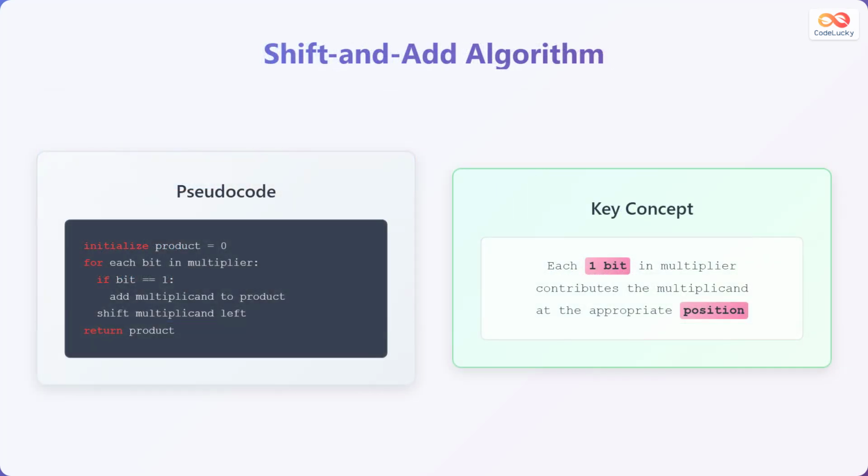The shift and add algorithm involves initializing a product to 0. For each bit in the multiplier, if the bit is 1, you add the multiplicand to the product. Then you shift the multiplicand to the left. The algorithm returns the final product. Essentially, each 1 bit in the multiplier contributes the multiplicand at the appropriate position.